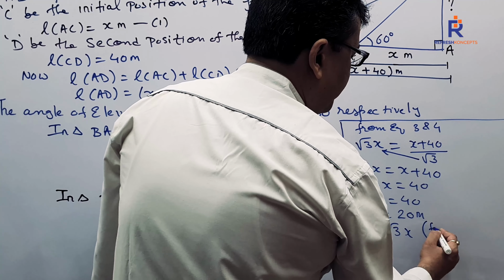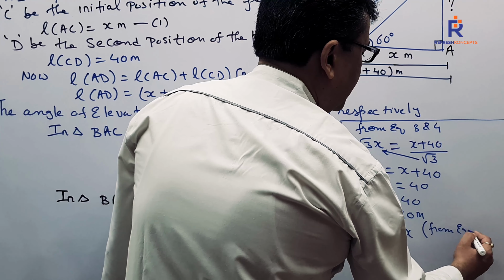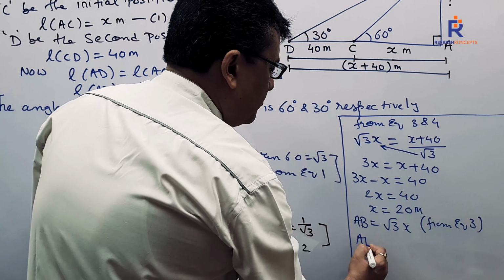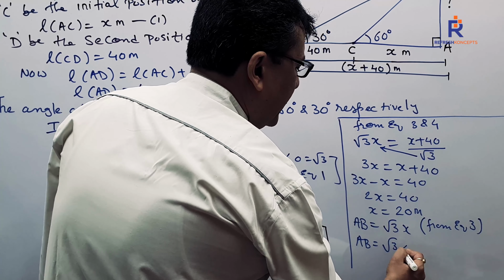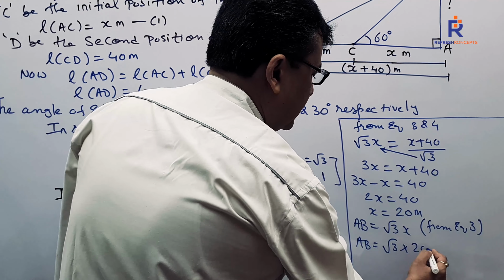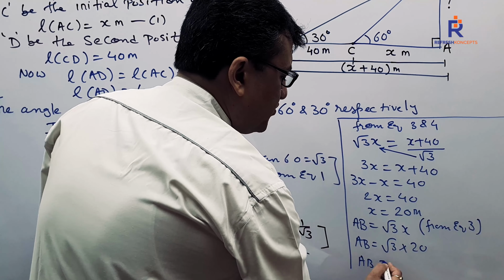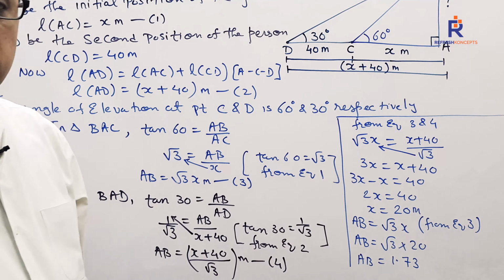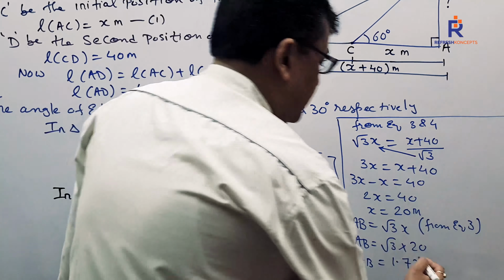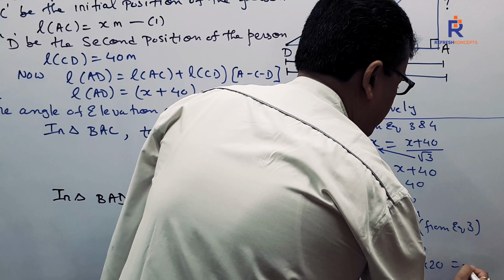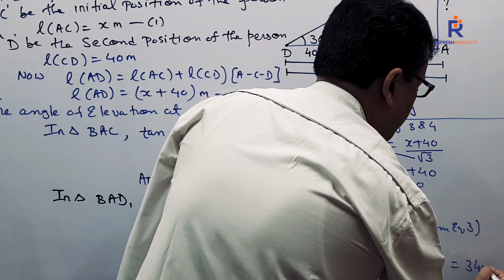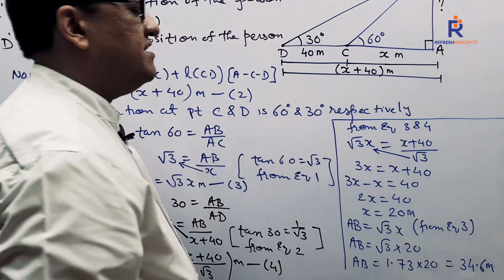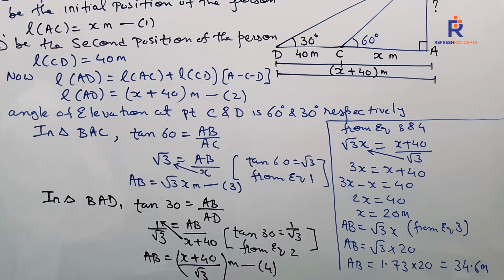From where did I get it? From equation 3, AB is equals to root 3 times x. X value is, just now we got it as 20. AB is root 3, I am taking the value of root 3 as 1.73, into 20. The answer turns out to be 34.6 meter.